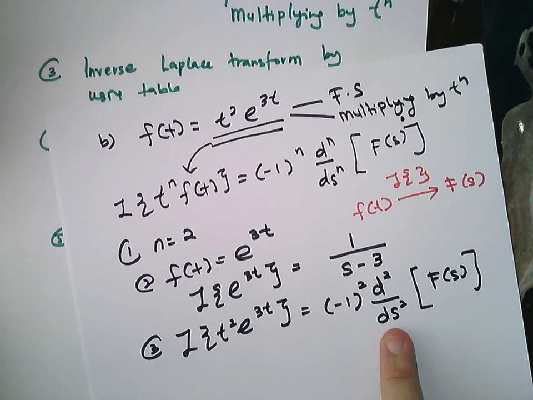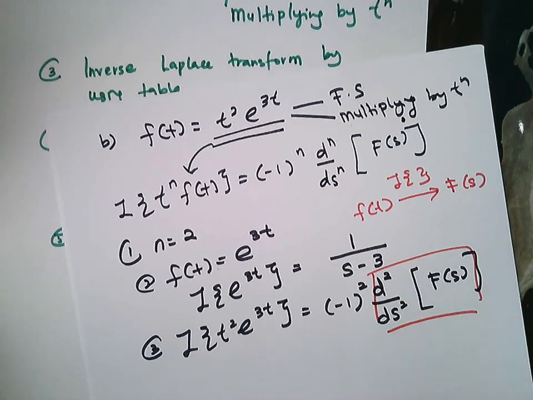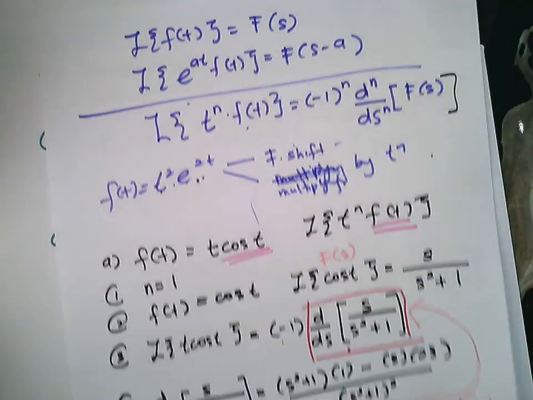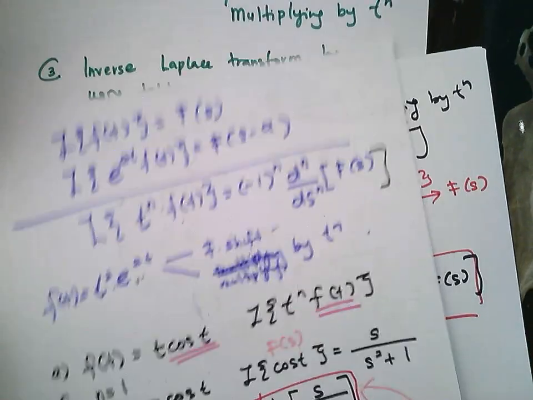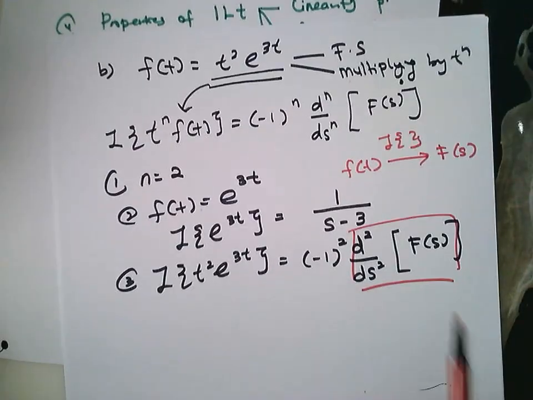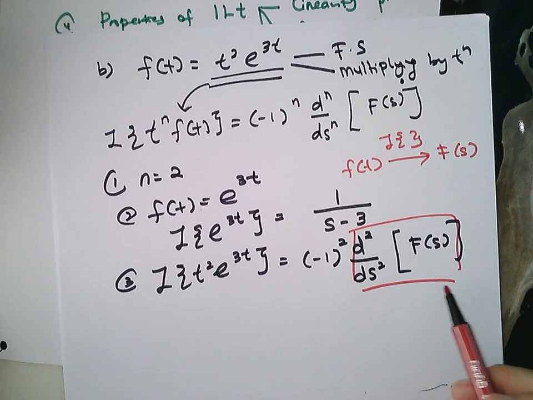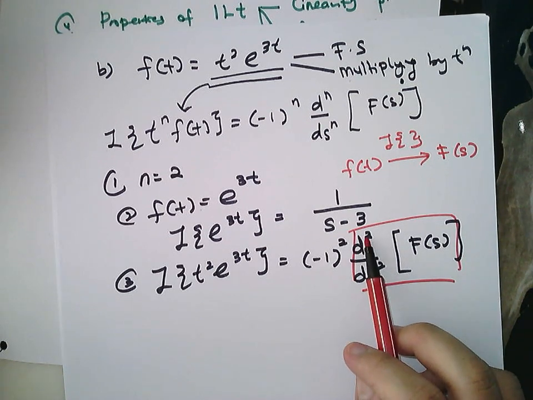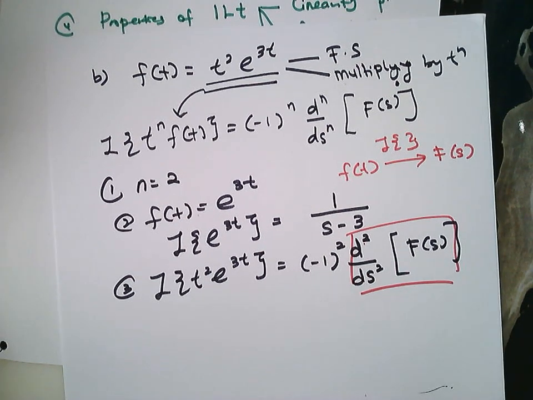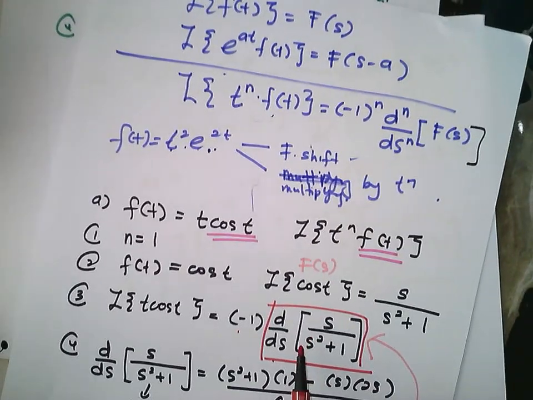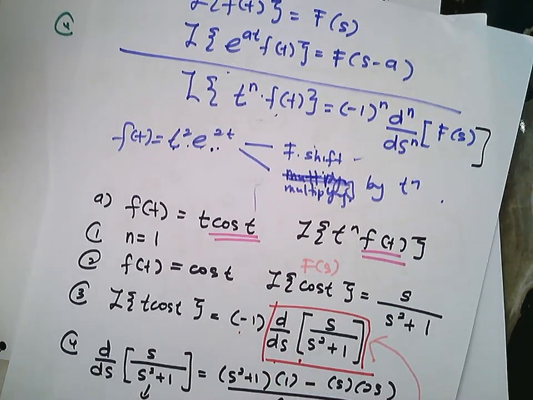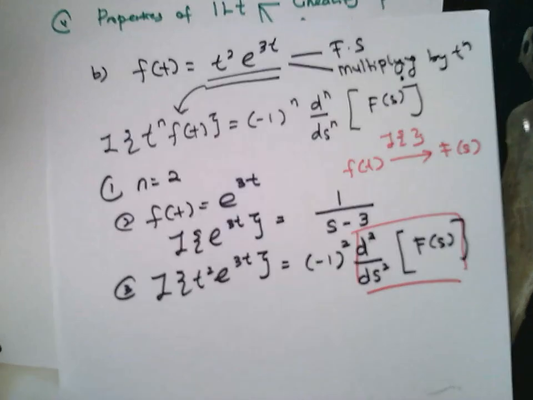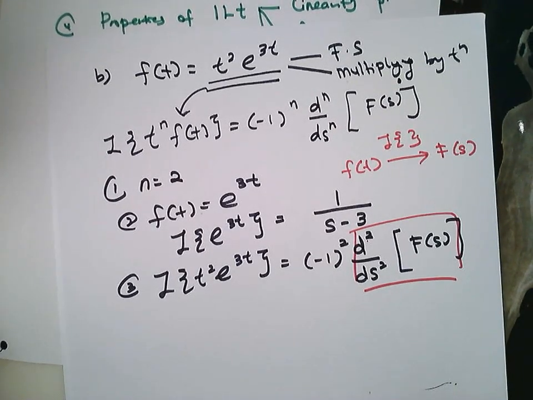So what does this mean? What is the difference from the previous example? There you have d over ds, but here you have d squared over ds squared. So you need to differentiate twice. Why twice? Because you have 2 here. But for the previous one, you just differentiate once, then you stop. So how many times you need to differentiate? It depends on the power of t, which is your n.